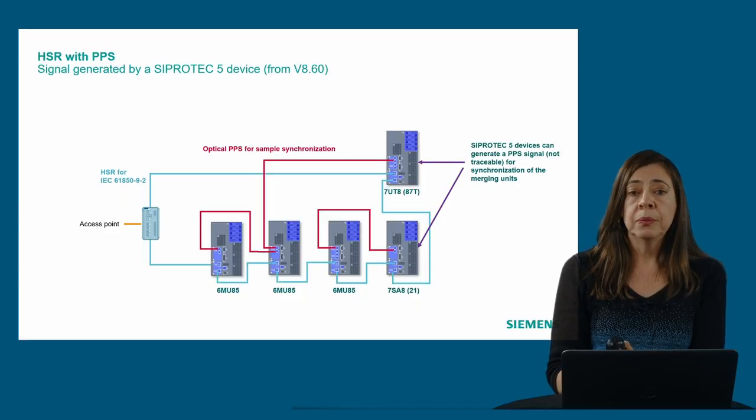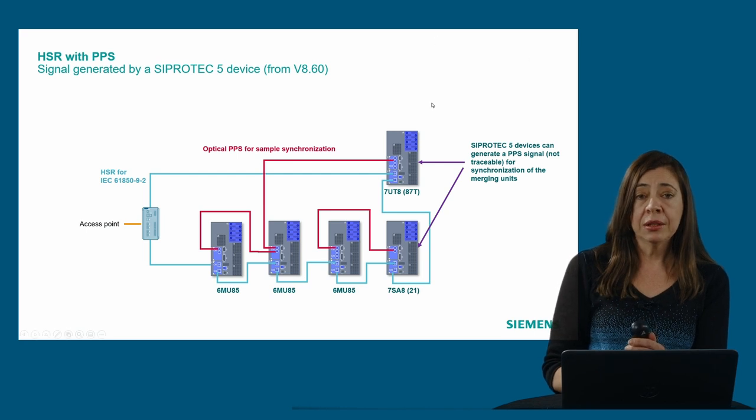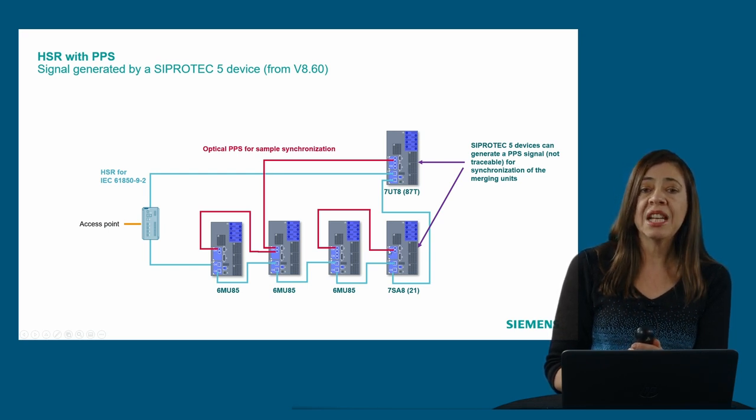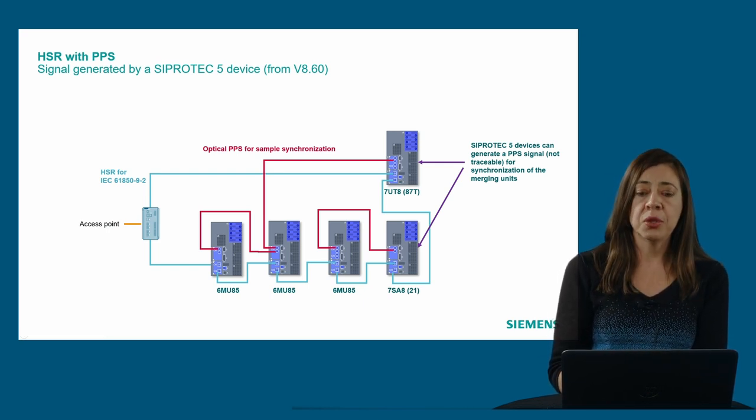In this example, the transformer protection is sending the PPS signal to the 2 merging units connected or required for the algorithm. So we have the output of the protection device connected to the first merging unit. This signal is mirrored and connected to the second merging unit. In this case, also the distance protection is generating the PPS pulse for its own merging unit. In this implementation, then you don't need to use external synchronization devices.